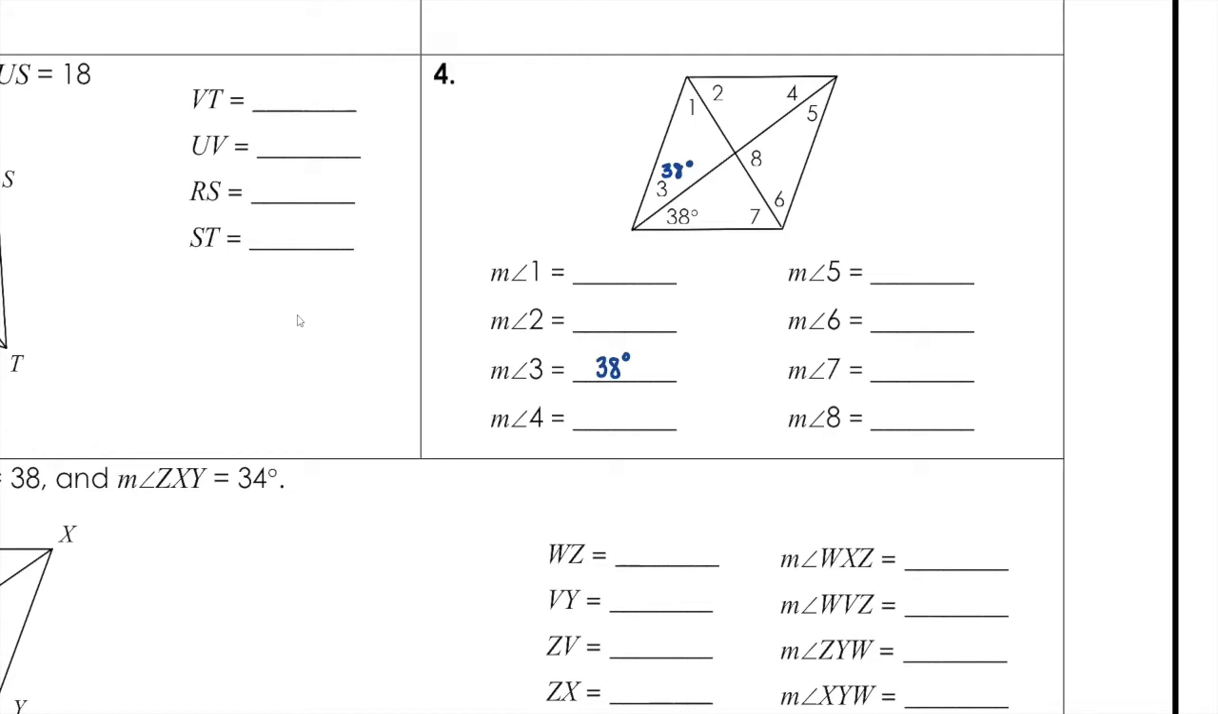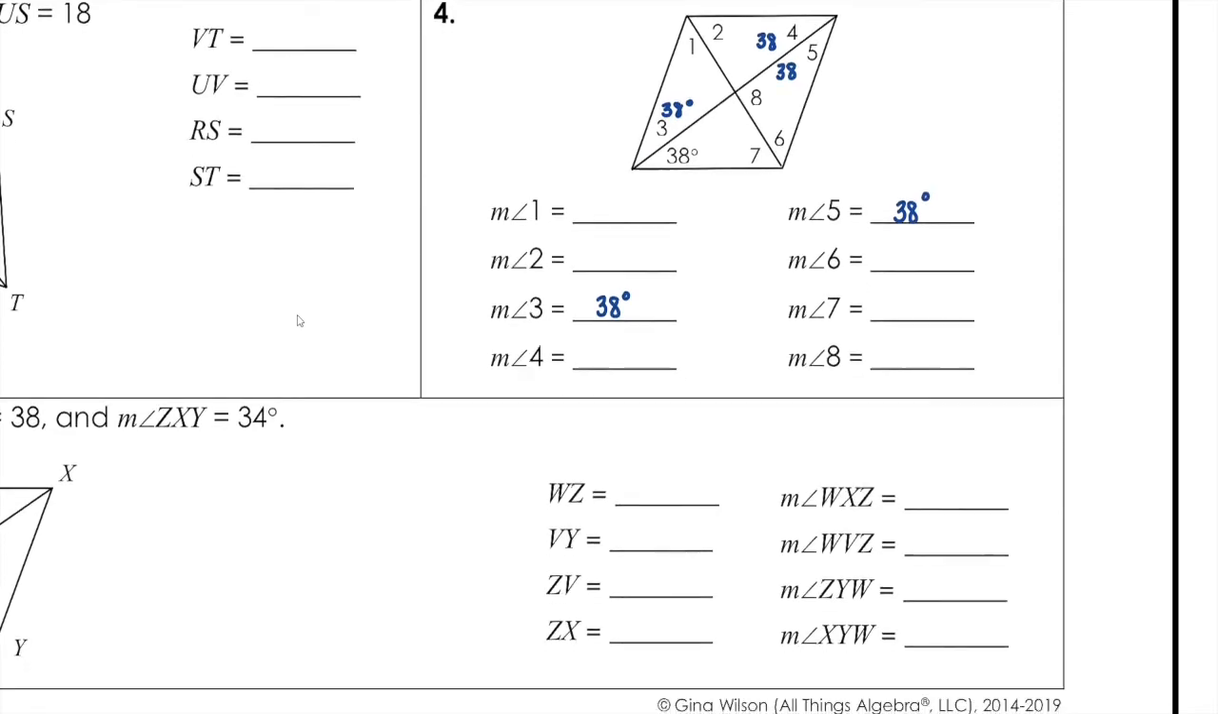So what would that make 4 and 5? Also 38. Right, because in a rhombus, it still follows our parallelogram rule. So it still is true that opposite angles are congruent. So 3, 4, and 5, we already know them. There's also one more we know without doing any math. 8. What would 8 be? 8 would be 90 because in a rhombus, our diagonals are perpendicular, which means they form a right angle.